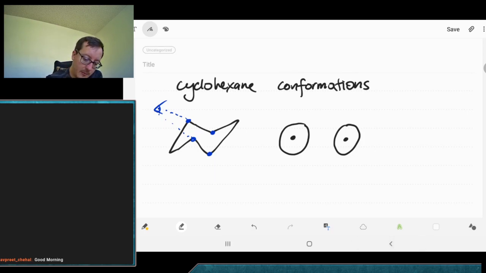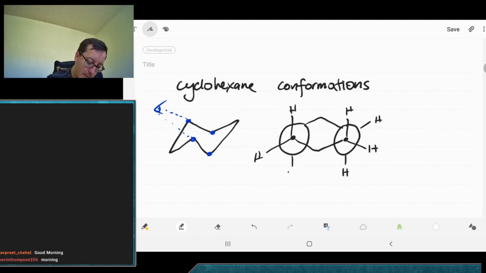If we see here, our two front carbons have a carbon in between them, a CH2. And then the back carbons also have a carbon in between them. And we'll see that the rest of the stuff is just hydrogens. So this is what's called a double Newman projection.